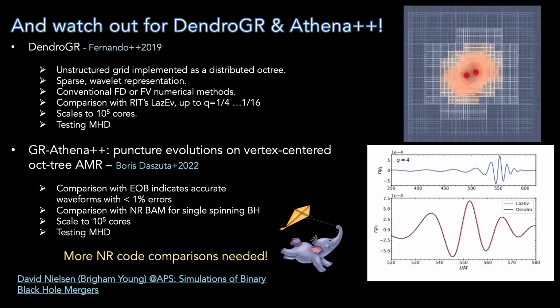So Athena++ is another code that is fairly interesting, also using octree AMR. It also claims to scale up to 10^5 cores, and also has GRMHD implemented. So these are fairly interesting developments, and you can see how they're fairly new. For example, a waveform comparison has been made between the current codes and future codes. Right now, they're under development.